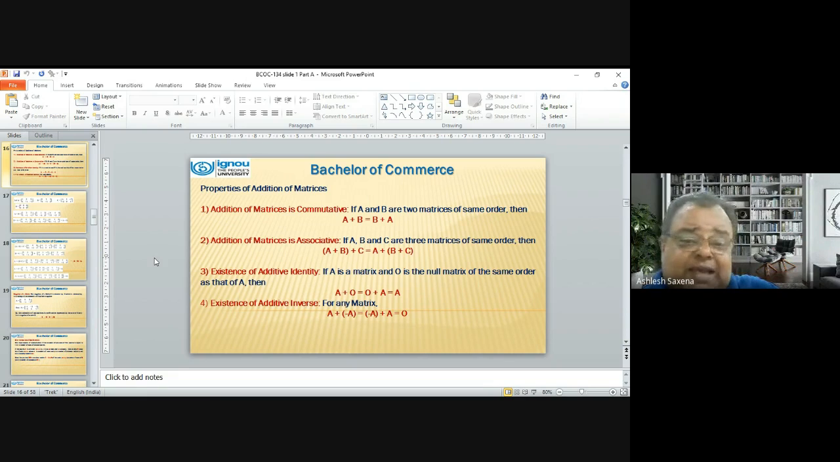Then comes your existence of additive inverse. We may get a problem related to additive inverse. For that, you have to remember that A plus minus A is similar to minus A plus A, which is equal to 0. If you are adding with the opposite sign of the same matrix, your answer will be 0. Similar to 1 minus 1 is 0.